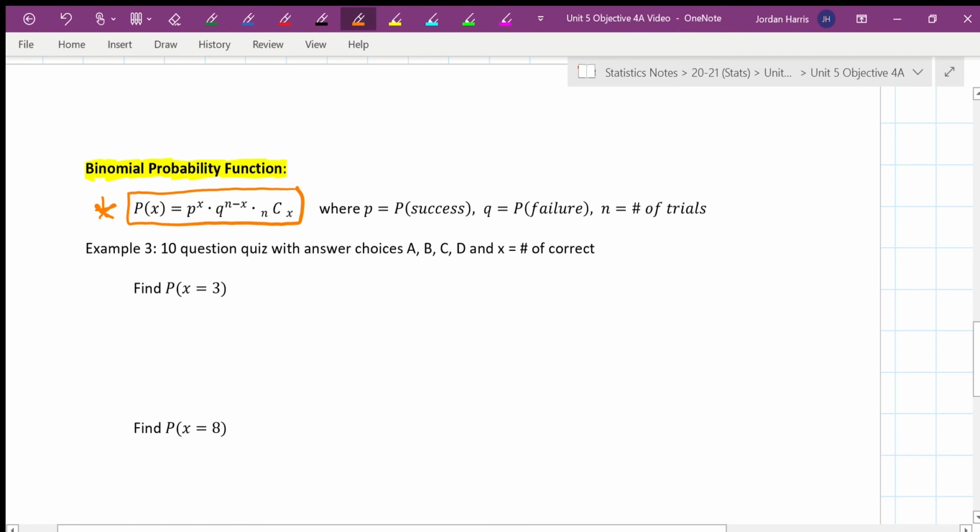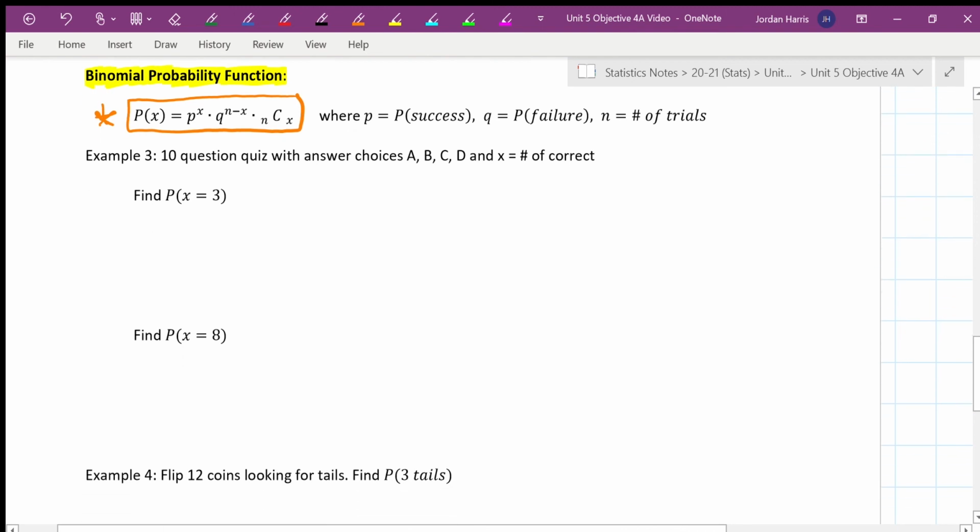So example 3, find the probability for a 10-question quiz with answer choices A, B, C, D, where x is the number of correct answers. So that's an important thing. We are looking for correct answers. That is what's considered a success. So let's define these things real quick. We need to define P, Q, and n. A success, a correct answer. It's a 1 out of 4 chance. A, B, C, D, one of those is correct. That means my failure must be 3/4. The number of trials, I have 10 questions, so there we have that. So for every question we relate to, P, Q, and n are defined as that.